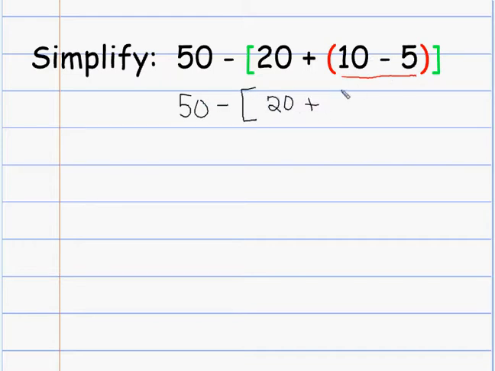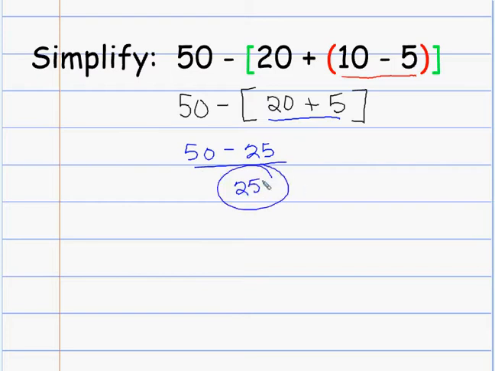What is 10 minus 5? It's 5. Now we look at this again and go back through PEMDAS. What do we do next? We still have to do this grouping symbol first. So 50 minus, what is 20 plus 5? It's 25. And then we subtract and we're done.